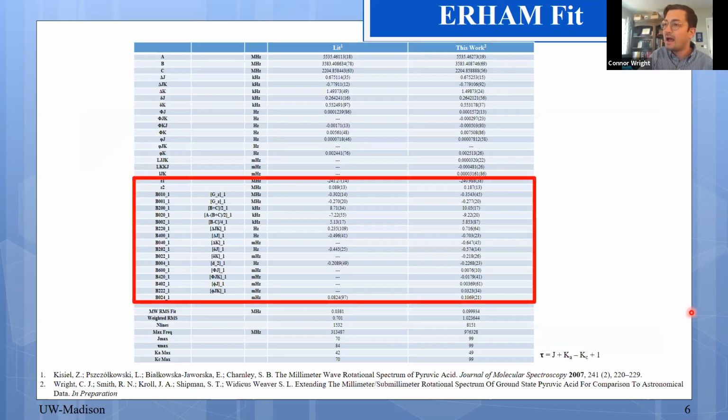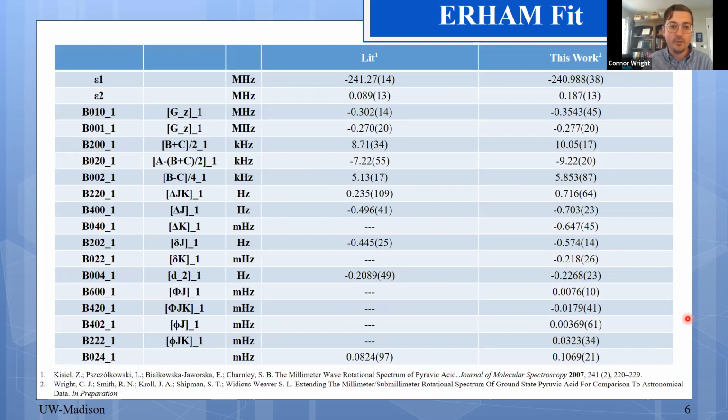So moving on, now I want to talk about the tunneling parameters. The tunneling parameters are the fit constants that Erham uses to deal with the internal rotor splitting. As you can see here, we were able to use many of the same tunneling parameters as the Kisiel work with fairly good agreement in several cases, and once again an increase in the precision of the parameters. And once again, because of our increase in quantum number, we needed to add higher order tunneling parameters to account for those as well. And those are all fairly well determined.